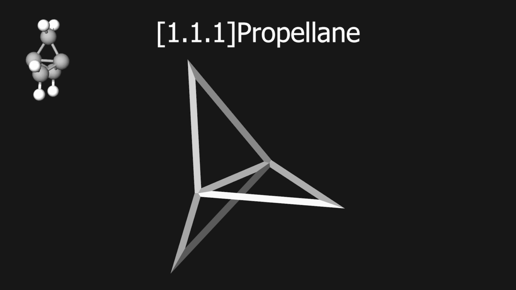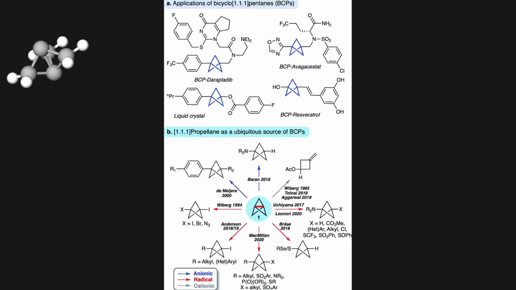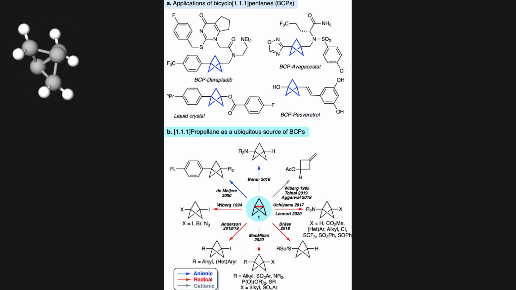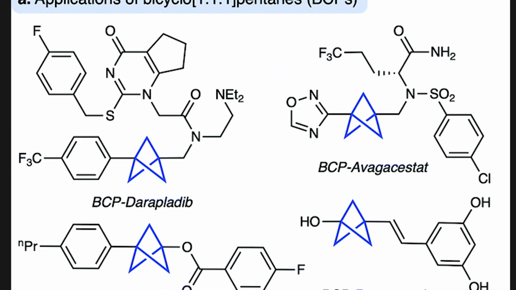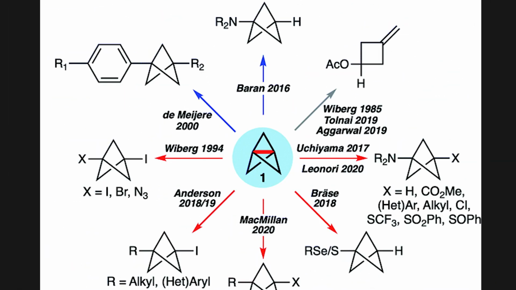[1.1.1]propellane. They use it in molecules to make them not planar, so they can have a more 3D shape, for medicine and stuff, and maybe it can work better. Amazing. I guess it's the same for cubane, but this one is so strained, you can open her up real good. So let's just propel ourselves into the synthesis.